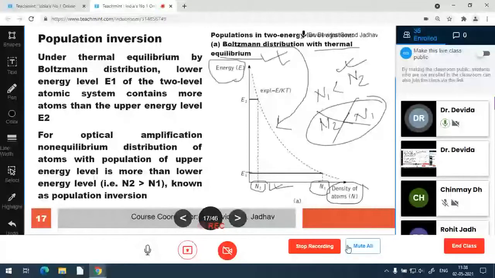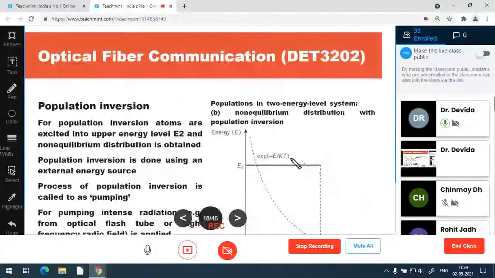The population of atoms in the higher energy state is increased, and the population of atoms in the lower energy state is made less. This is population inversion. For optical amplification, this non-equilibrium distribution is required, where the population of the higher energy level is more than that of the lower energy level. N2 is more than N1. This is known as population inversion, and it is required.